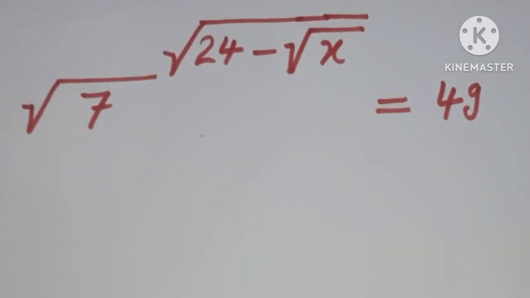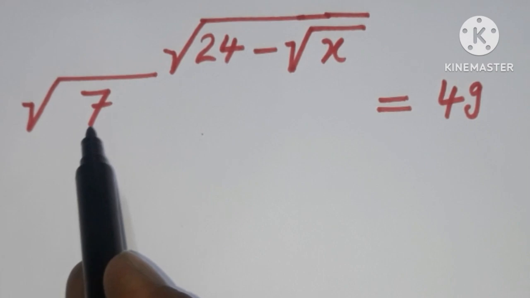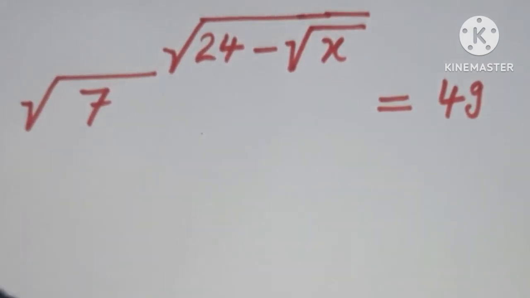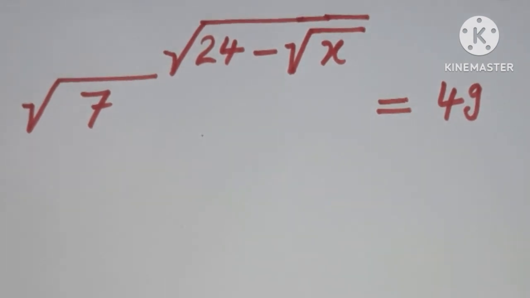Today we have this question on your screen. We have root 7 power root under 24 minus root under x is equal to 49. We have to get the value for x over here. How can we get this value?